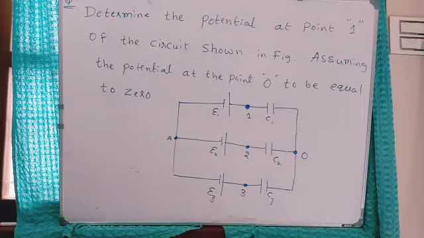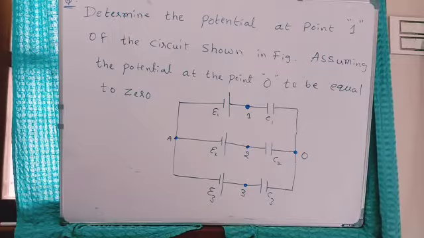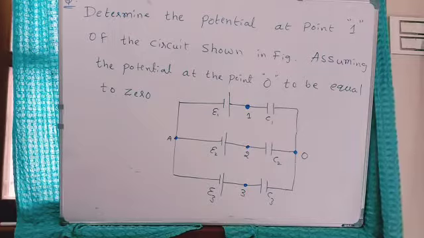The given problem is: determine the potential at point 1 of the circuit shown in the figure, assuming the potential at point O to be equal to 0. Let us see the solution now.